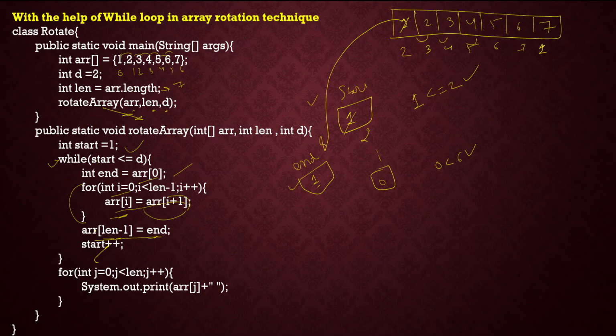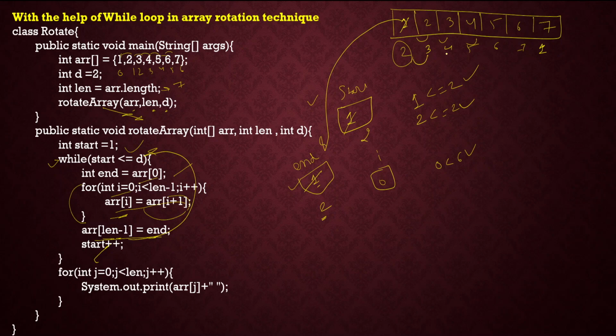Now this has completed. Again I have to come to the while loop. For the while loop, what is the condition? Start is 2, less than or equal to 2. The condition is true. What do I have to do? At the end, we have to put the 0th location value, which is 2. Now 2 has been placed over here.